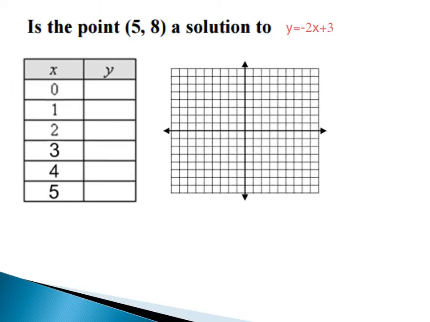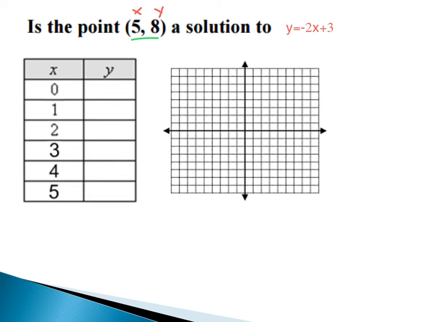Okay, next type of problem is I want to know, is (5, 8) a solution to y equals negative 2x plus 3? Now, we did this way back in chapter 1. How do I know that this point of (5, 8) is a solution? Remember that the value of 5 is x and the value of 8 is y. If you remember back, if I plug (5, 8) back into the equation, if what I get is true, then it's going to be a solution.